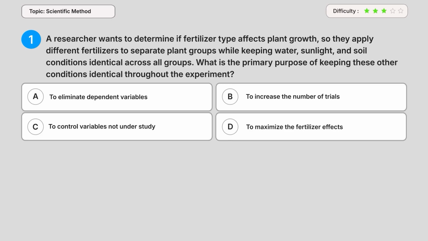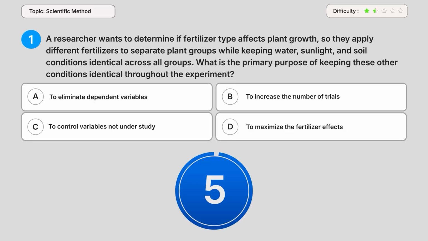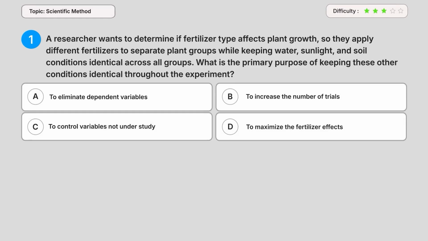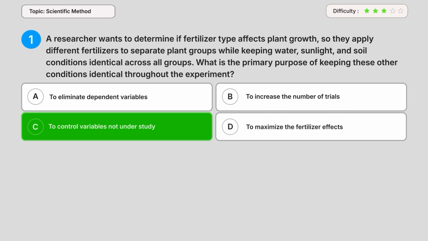A. To eliminate dependent variables. B. To increase the number of trials. C. To control variables not under study. D. To maximize the fertilizer effects. Do you know the answer? Correct answer, C. To control variables not under study.